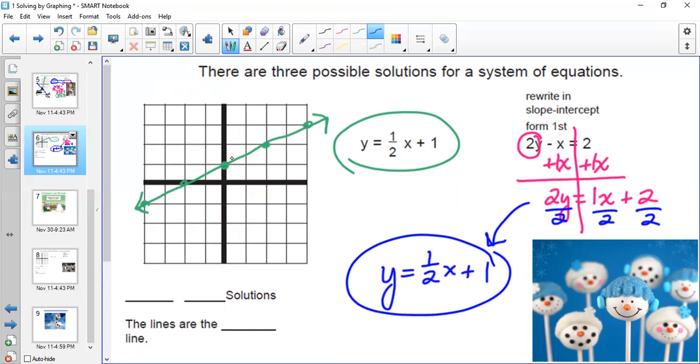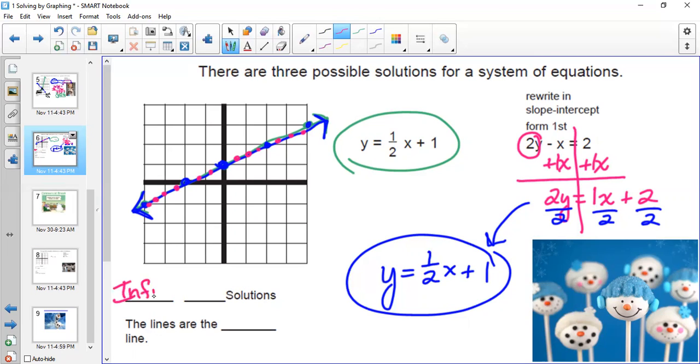Let me graph that one. So I'm going to start at 1, go up 1, right 2, up 1, right 2. Oh my goodness, what's going on? Usually, I have one and only one solution. So I guess you have to ask yourself, where do these lines cross? And the answer is everywhere on the line. Like every single point that is on that line, even the decimals, those are all solutions. Okay, we say that there are infinitely many solutions.